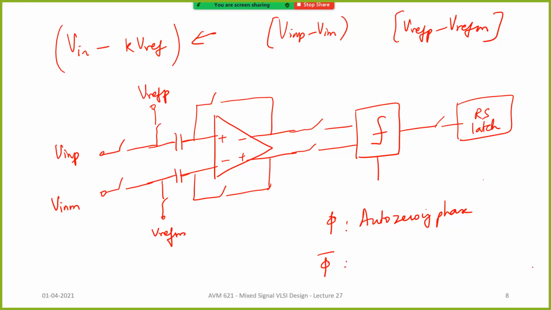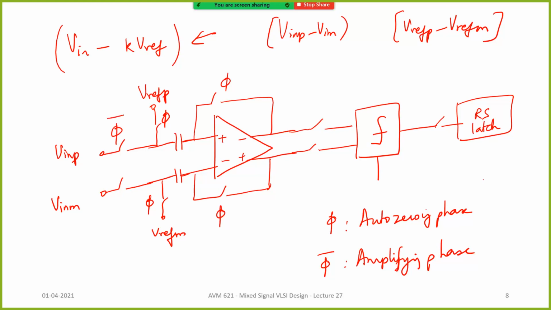Okay. So now let us say this is the auto zeroing phase, and this is the amplifying phase. All right. So in the auto zeroing phase, what will happen? This switch is closed, right? And you are going to write these voltages, right? And what will happen? These switches are all off.